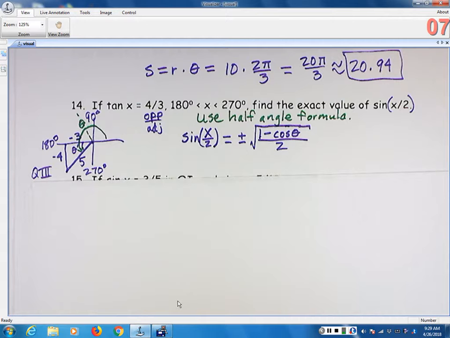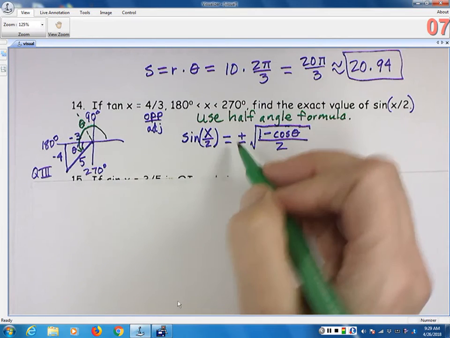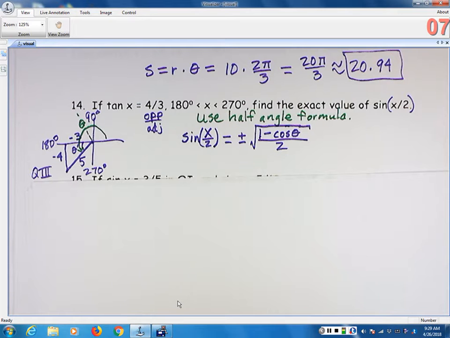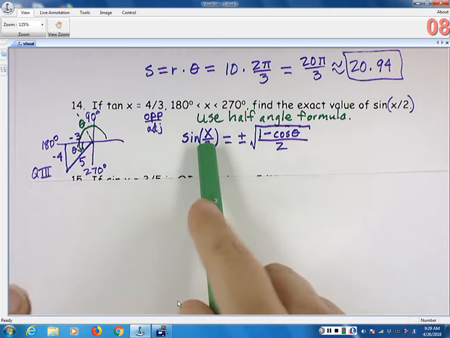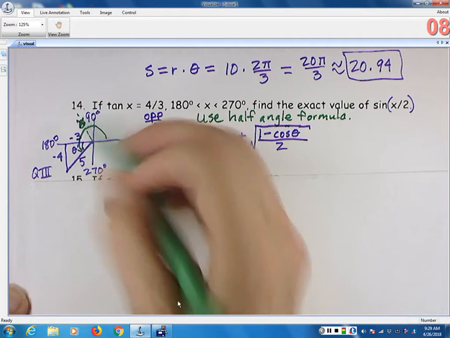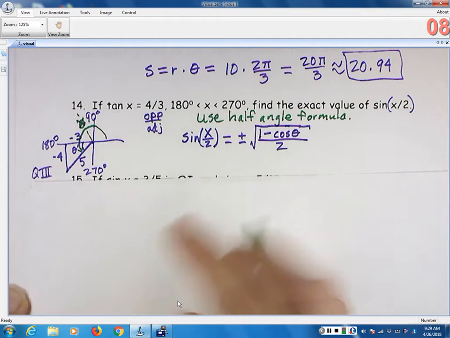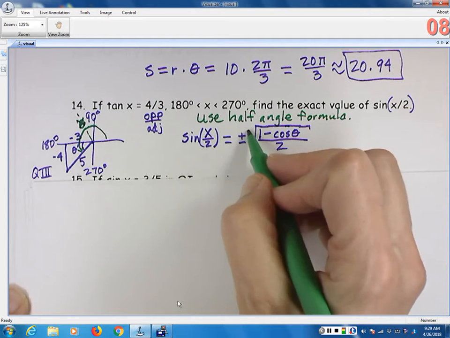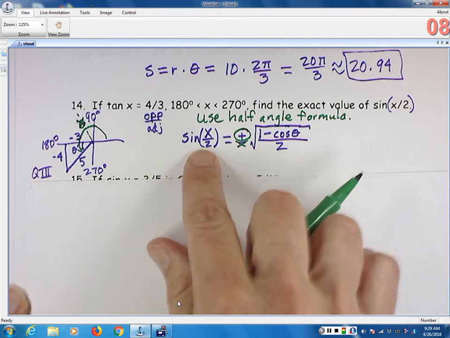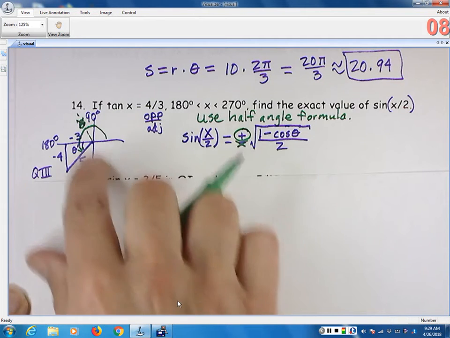All right, so how do we figure out what this plus or minus sign means? Does it mean we're going to have 2 answers? No. Pick one based on the quadrant. You look at the quadrant you're in to tell you whether to use the positive or negative. Look at the quadrant for x over 2. This is x, and this is x over 2. It looks like it's going to fall in quadrant 2. Sine is positive in quadrant 2, so you use the positive. So for this sign, you use the fact that x over 2 is positive, and we did that with the picture.